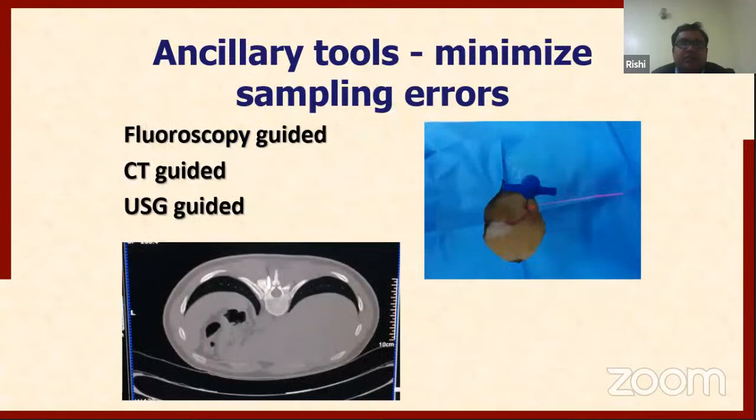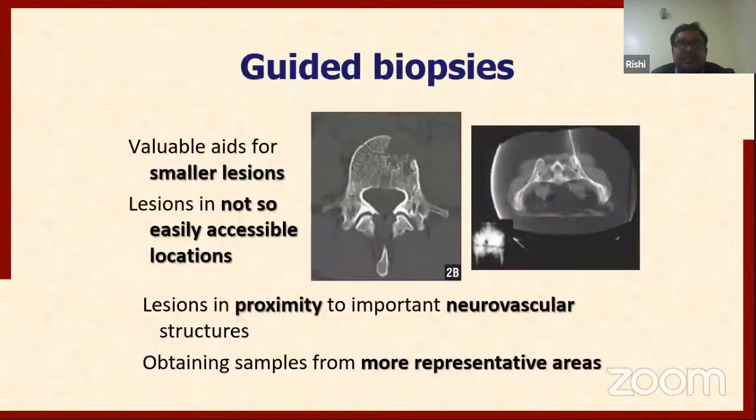Sometimes we need fluoroscopy, CT-guided or ultrasound-guided biopsy to target the representative areas, especially when the lesions are very small and in very close proximity to neurovascular structures.